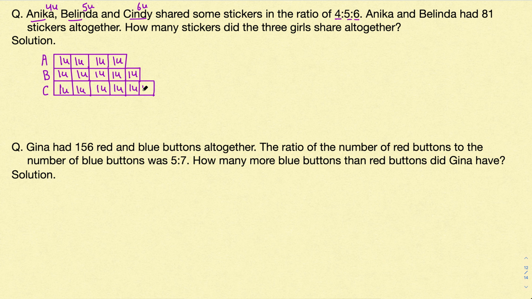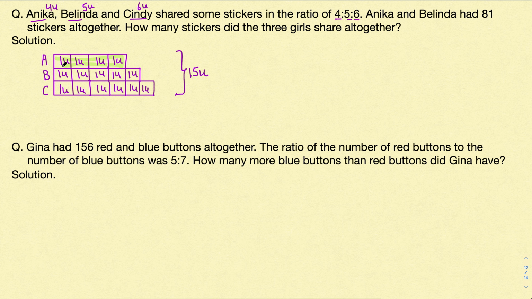You can see here the total number of units. How many? 4 for Annika, 5 for Belinda and 6 for Cindy. So the total will give you 15 units. In total they have 15 units. Now out of this, Annika and Belinda had 81 stickers altogether. So let's find out how many units of stickers Annika and Belinda have.